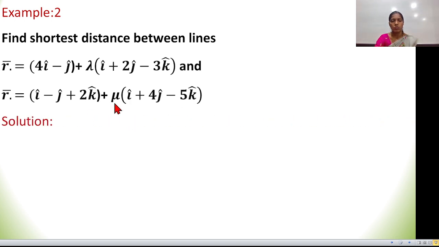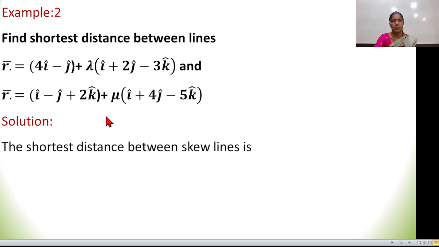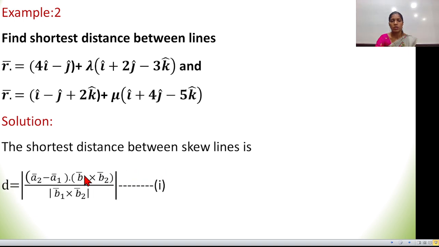Now to see the solution, the shortest distance between two skew lines. The shortest distance between skew lines is already determined: d is equal to the magnitude of (a2 bar minus a1 bar) dot (b1 bar cross b2 bar), divided by the magnitude of b1 bar cross b2 bar. This is our equation number one.